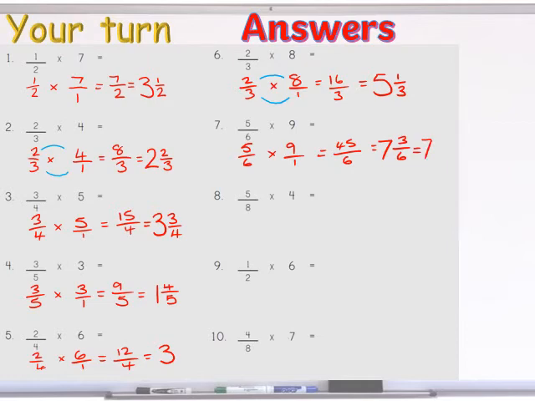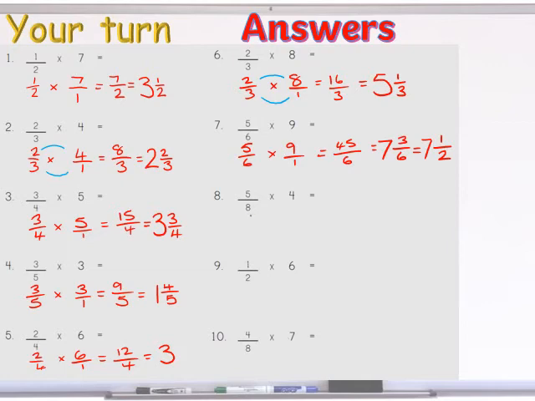Now, even though we've got a mixed number, we can still simplify that. The 7 doesn't change, but 3/6 we can simplify. What's a common factor of 3 and 6? Well, it's 3. 3 goes into 3 once, 3 goes into 6 twice. So we've got 7.5. Brilliant.